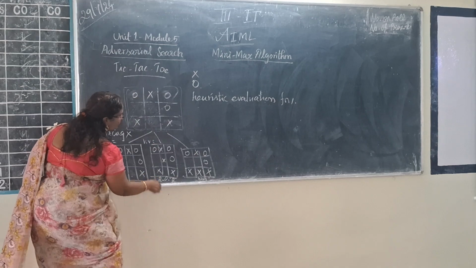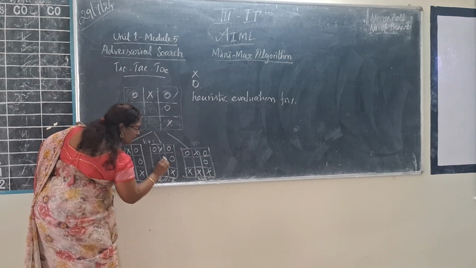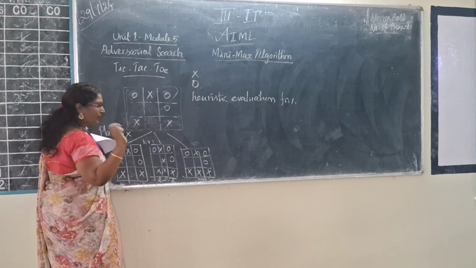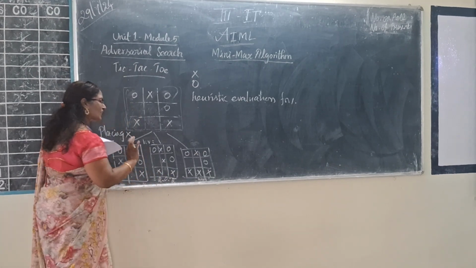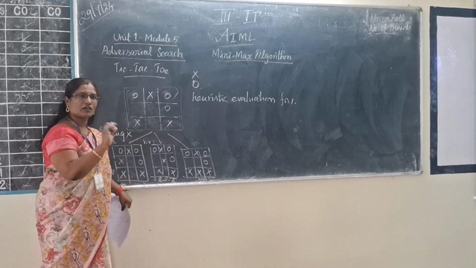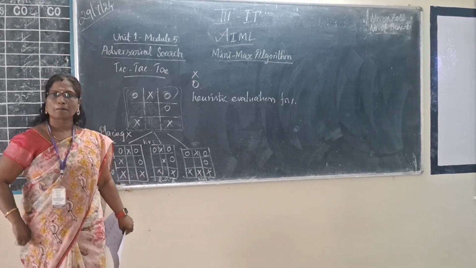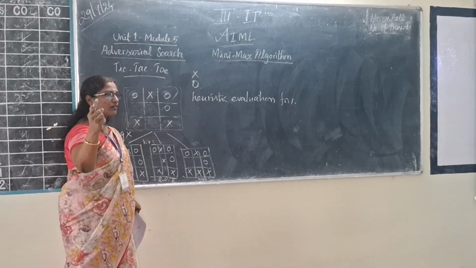Okay. So here if you see, the possibility for x to win is 2. But for O to win is nothing. There is no possibility at all. Is there any condition for fraud to happen over here? Because the next turn is given for O.